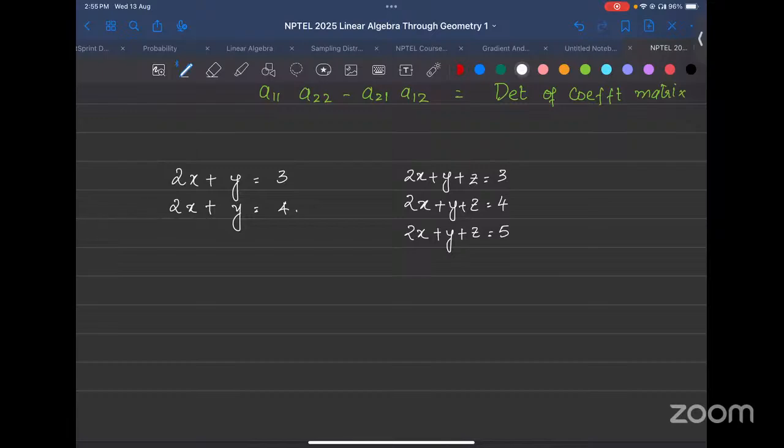Okay, third question. Which of the following best describes the visual representation of a linear equation in three variables?